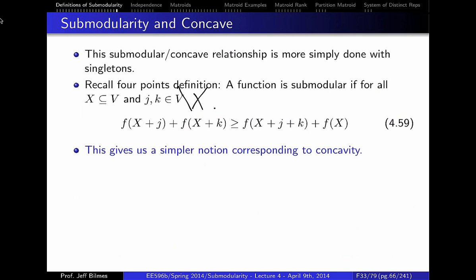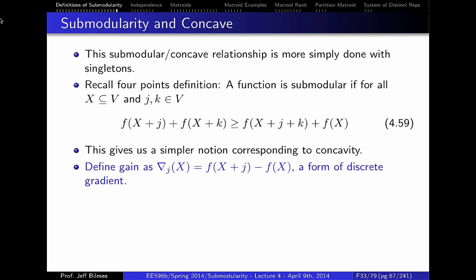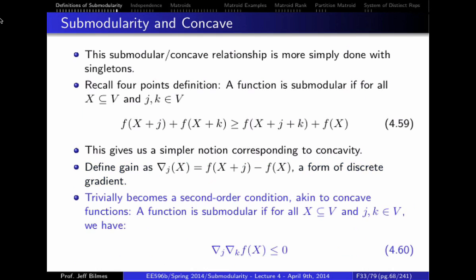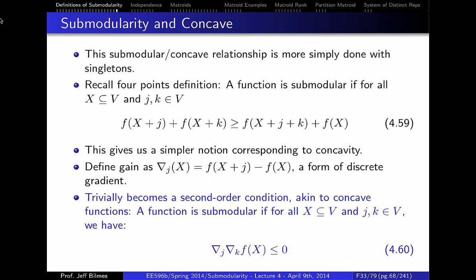So it gives us a slightly simpler notion of concavity by defining this derivative. This is, again, one of the forms of the gain that we wrote down. And this is why they use this derivative, or this gradient notation. It's like a gradient form of the gain. So the gain is kind of like a gradient. And then if we take the second derivative, if we take the derivative with respect to k and the derivative with respect to j and evaluate it at x, that's less than or equal to 0. That's identical to the 4 points definition of submodularity. So it's again like a concavity condition.